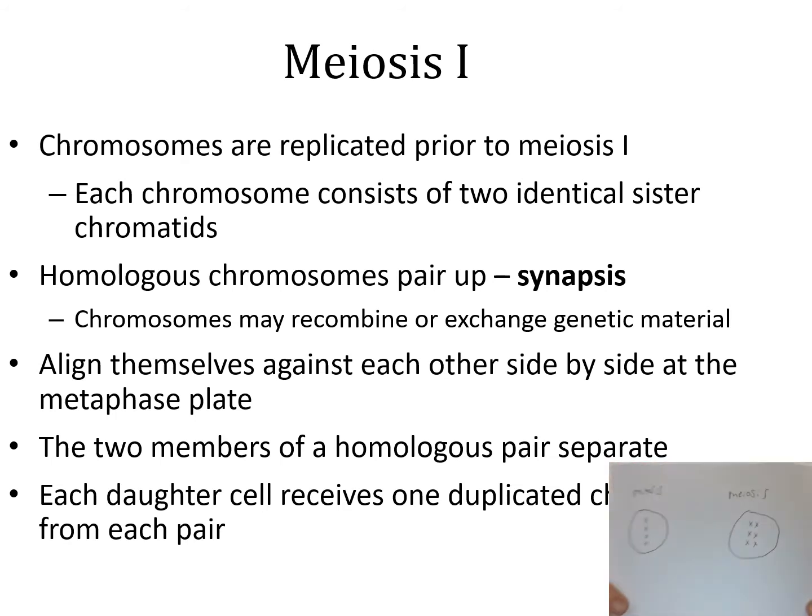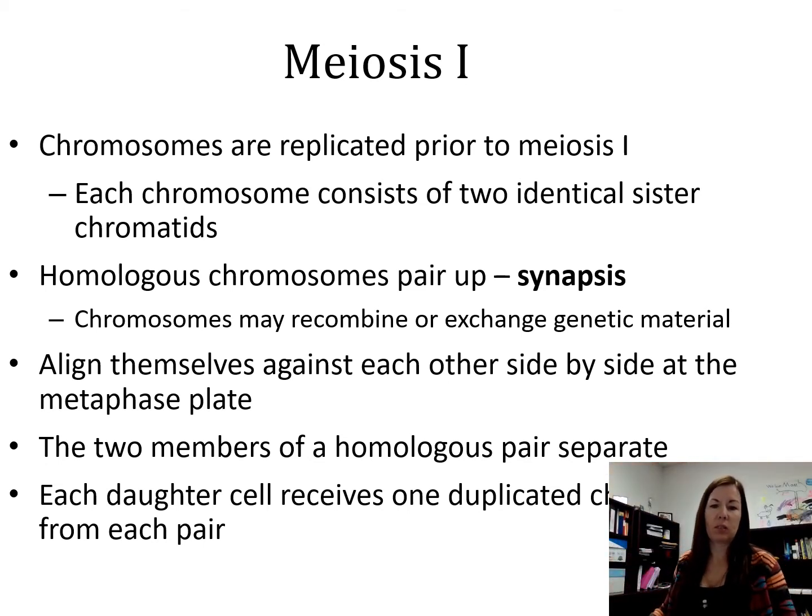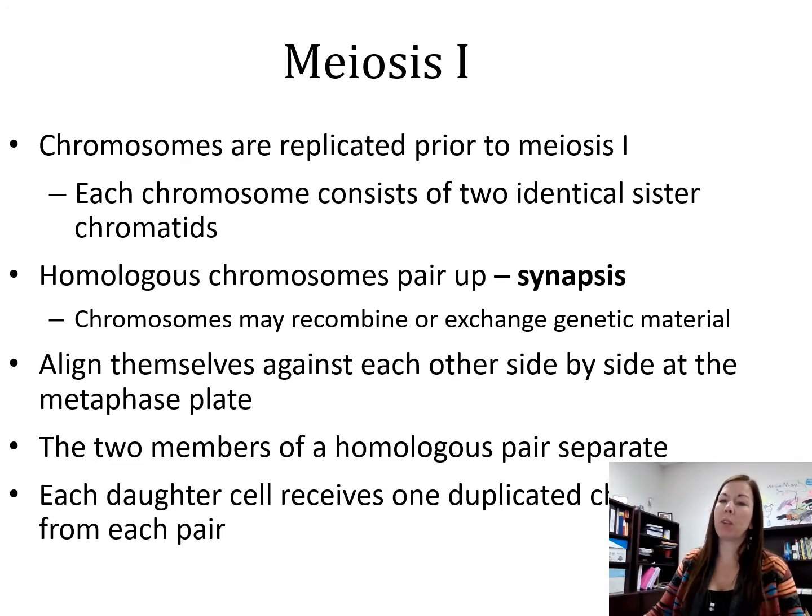If you can see, with mitosis, you've got your chromosomes lined up at the metaphase plate, but in meiosis, you can see that there are those homologous pairs. You get some from mom, some from dad. Those are lined up when you see synapsis. Then each daughter cell receives one duplicated chromosome from each pair.